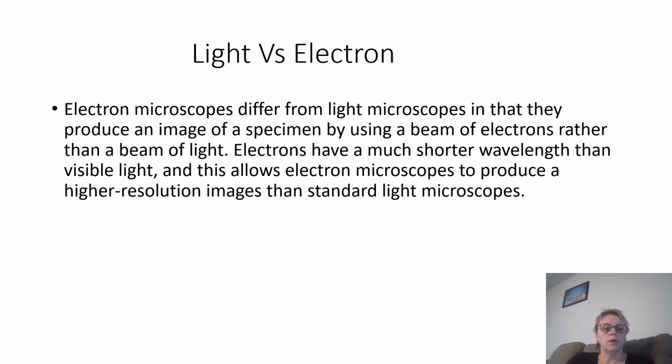Light versus electron. Electron microscopes differ from light microscopes in that they produce an image of a specimen by using a beam of electrons rather than a beam of light. Electrons have a much shorter wavelength than visible light, and this allows electron microscopes to produce higher resolution images than standard light microscopes.